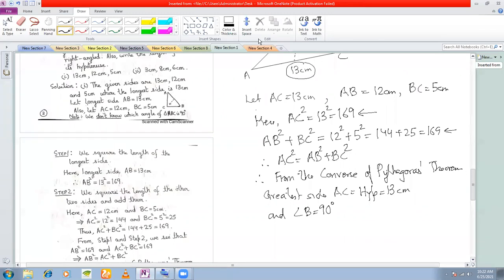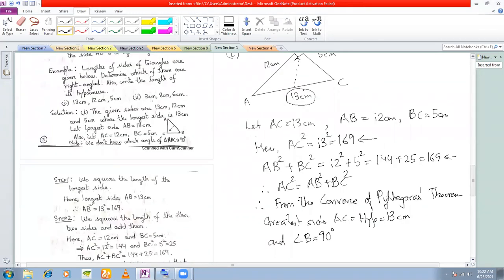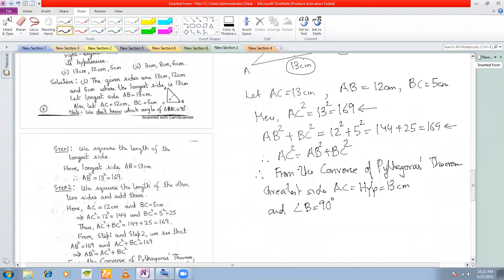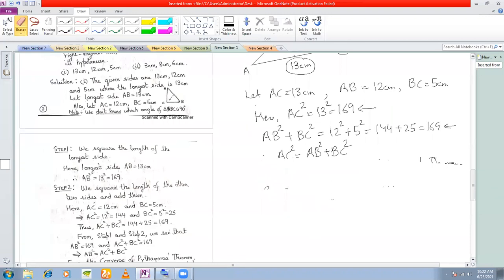So if they are not the same, then what will we do? Then you can conclude that this is not a right angle triangle. We'll see in the next example. Let's see the next example.